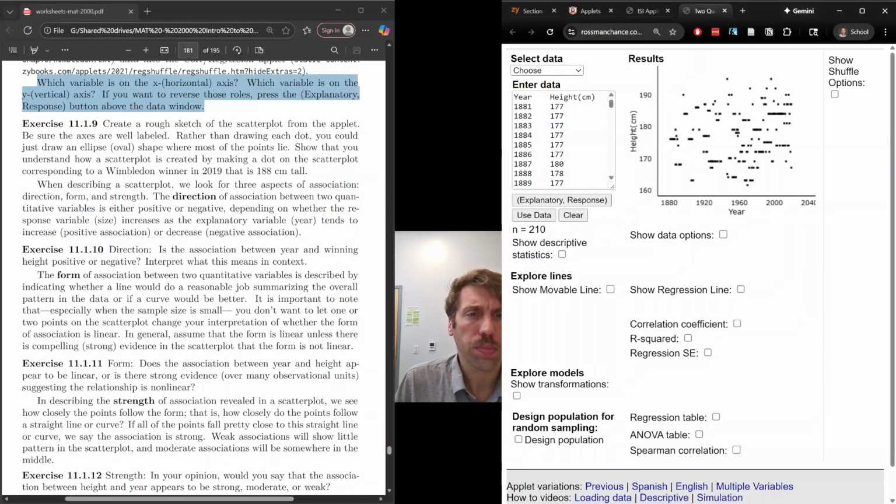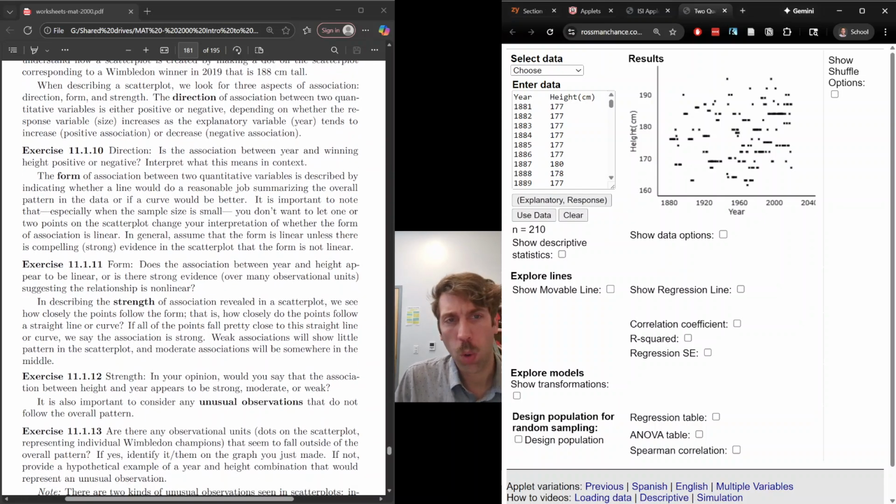Okay, so the form of association between two quantitative variables is described by whether a line would do a reasonable job, or if something curvy would be better. And when you don't know, go for line. Does the association between year and height appear to be linear, or is there strong evidence suggesting the relationship is nonlinear?